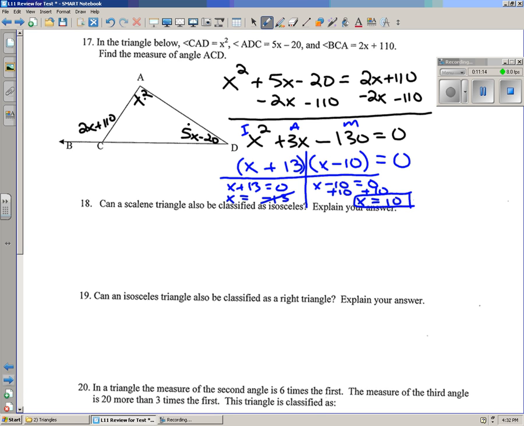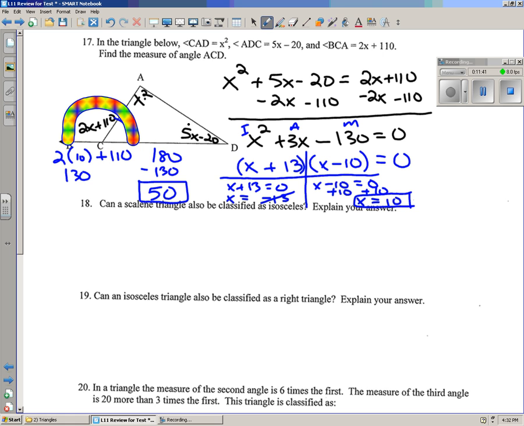Now, again, we're asking for the measure of angle ACD, which is here. So similarly to the last problem, we have a linear pair here, and those two angles add up to 180. So we can find the exterior angle BCA by plugging in our value of 10. 2 times 10 plus 110 is 130. And for our final answer, we do 180 minus 130, and we get 50 degrees.